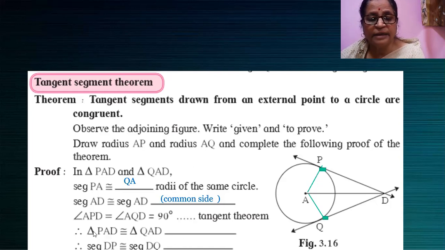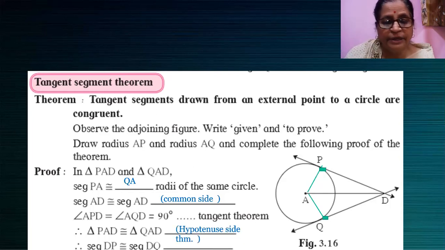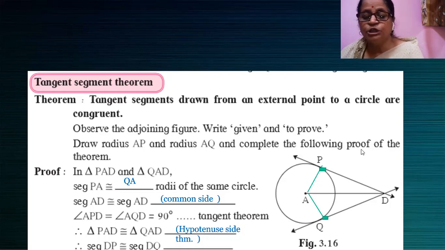Then here these two triangles are congruent, means triangle PAD is congruent to triangle QAD. According to what? We have seen that this one side and this one side are congruent. This side is a hypotenuse and this is a side of a right angle triangle. So here we have to write the hypotenuse side theorem. Then these two triangles PAD and QAD are congruent, so their other corresponding sides are also congruent. Then we have to see that PD is congruent to QD.